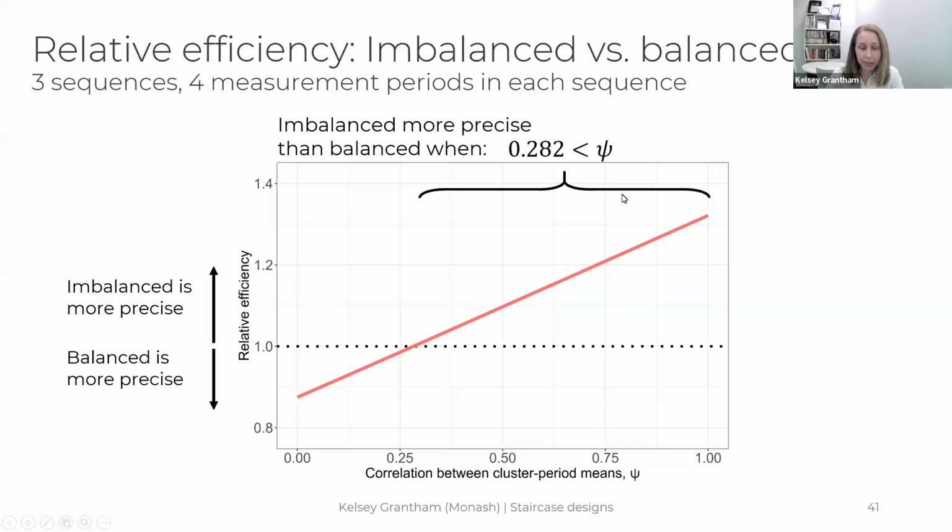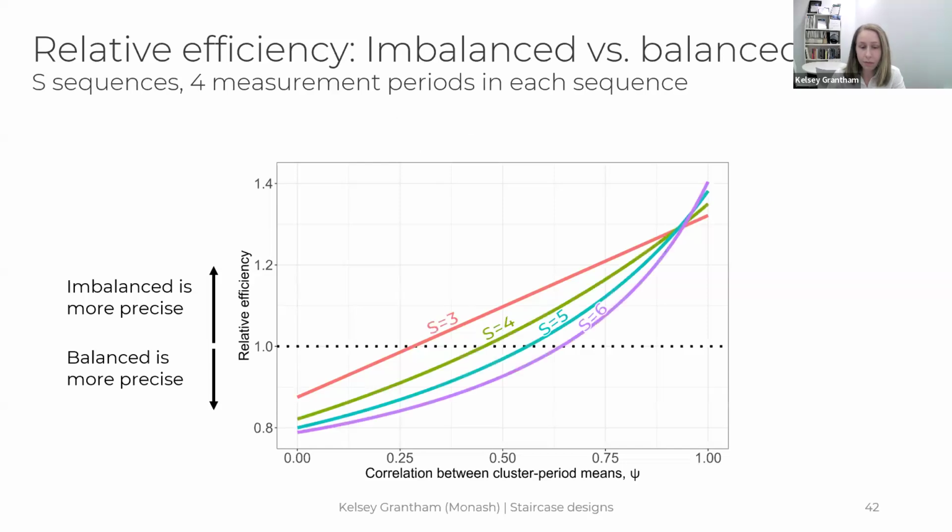In particular, the imbalanced design will be more precise than the balanced design when, in this case, psi is greater than 0.282. So this is the psi threshold corresponding to designs with 3 sequences and 4 measurement periods in each sequence. But for designs with more than 3 sequences, we get slightly different results. So here are the relative efficiencies for designs with 4, 5, and 6 sequences as well. For each of these designs, we still see the relative efficiency increasing as psi increases, but as the number of sequences increases, that psi threshold also increases. And so there are progressively fewer trial settings where an imbalanced design would be more precise, and we get that a balanced design would be more precise in more of the trial settings.